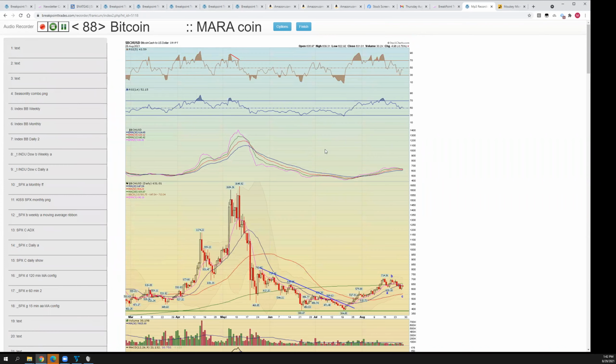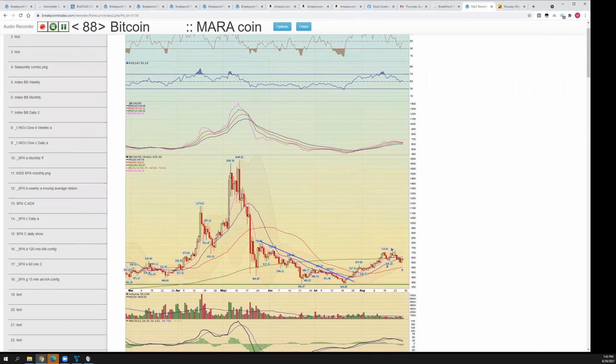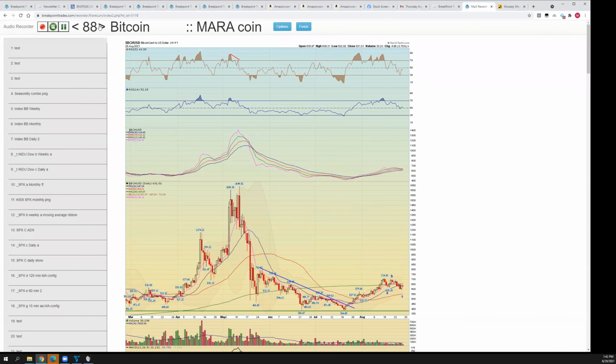Next. Chart 88, Bitcoin Cash. So the bullish view is you got an ABC. We're going to get in the rally. Notice your moving average ribbon is pinching. Your cryptocurrencies, maybe one to monitor. Next.